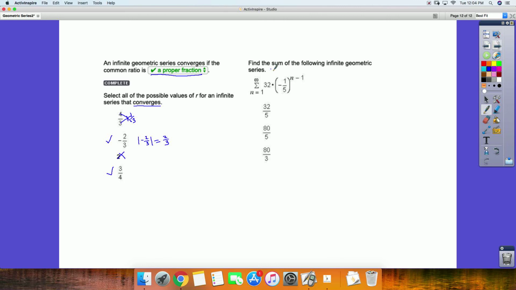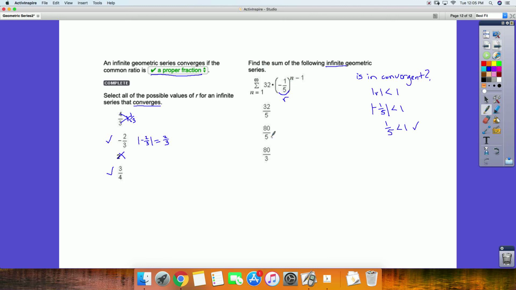So this says find the sum of the infinite series. First thing I need to see is, is it convergent? Meaning, remember, is the absolute value of r less than 1? And r is always our part in parentheses. So I have negative 1/5. Absolute value is 1/5, and that is less than 1. So that means I can solve it.